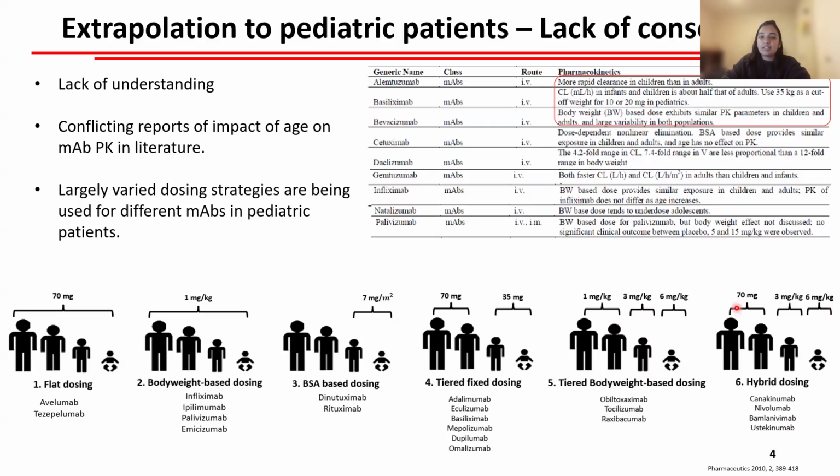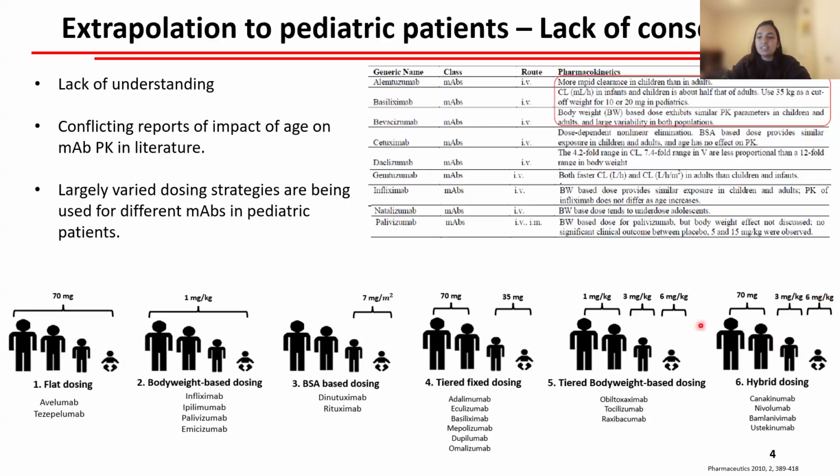One other method that is observed is hybrid dosing, where your adults may be given a flat dose, but in contrast, your pediatric patients would be given a body weight based dose just to account for the large changes in body weight or size seen in this population as compared to before.